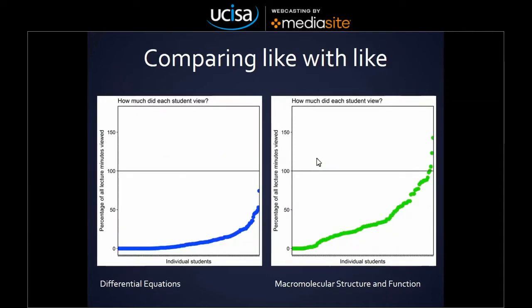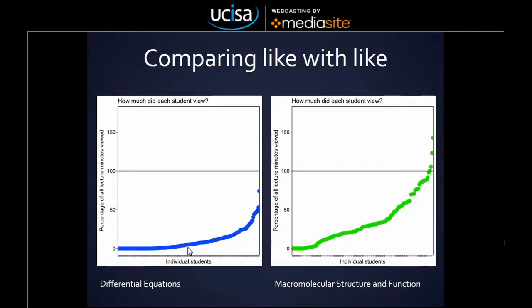And it's going to be easier if we compare them by also ranking all the students in order. So here are the two graphs when we rank them in order. And we see that in general there's a lot more use in the Macromolecular Structure and Function, the Life Sciences course, with the maximum being nearly 150% of all the minutes available were viewed. In Maths, there's much lower amount of use.